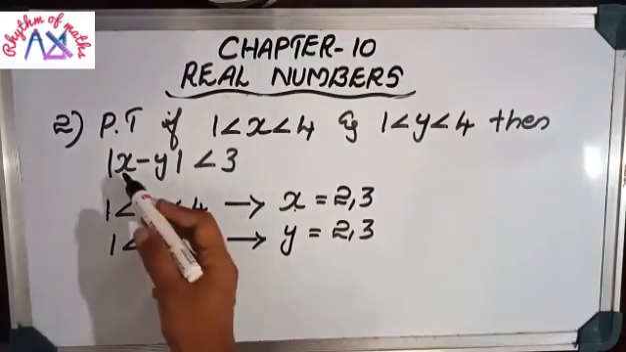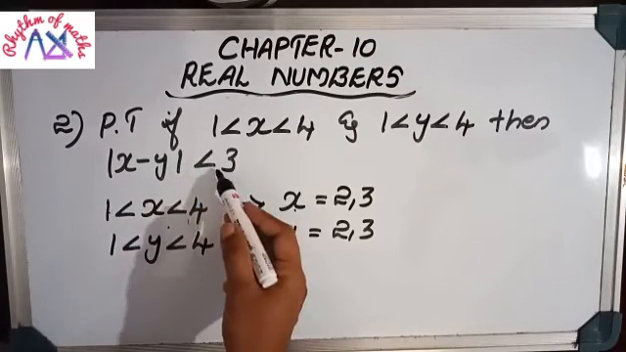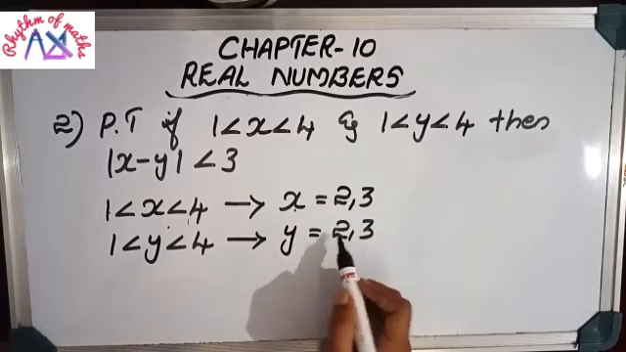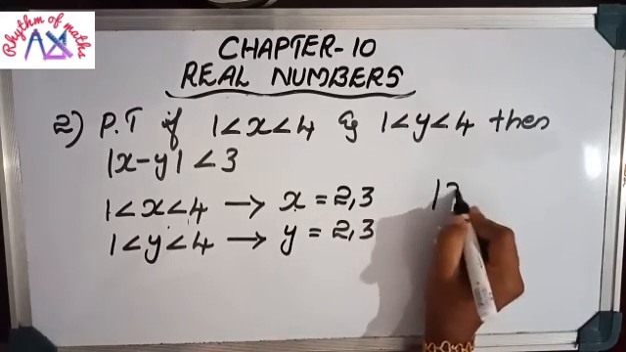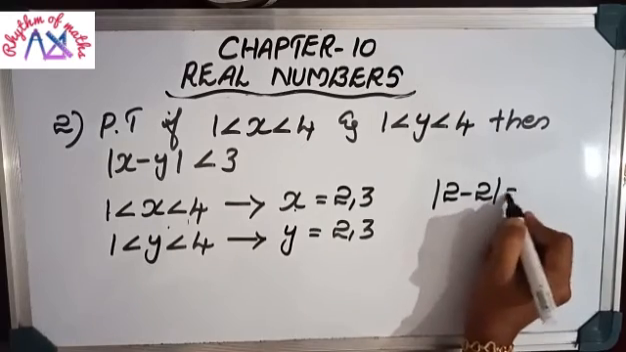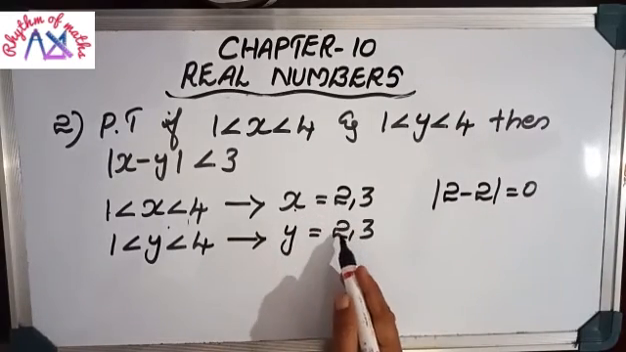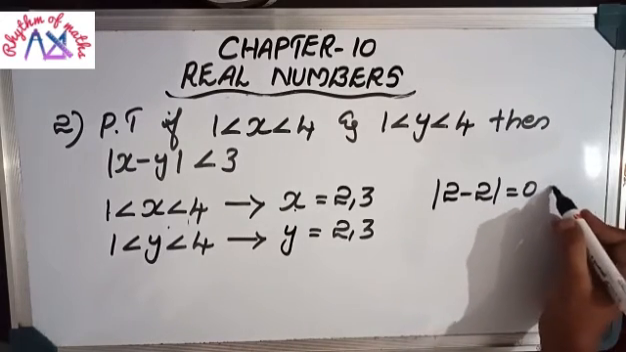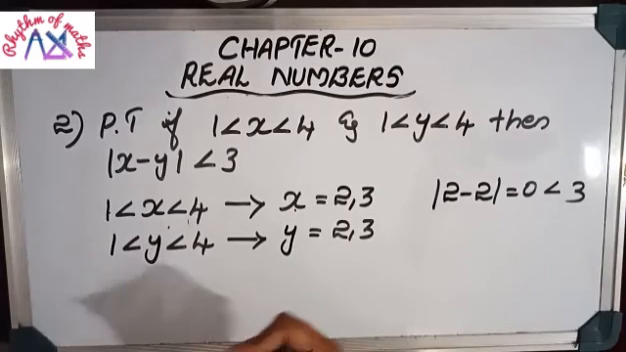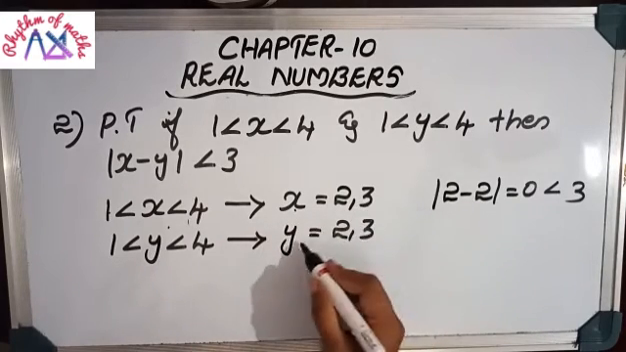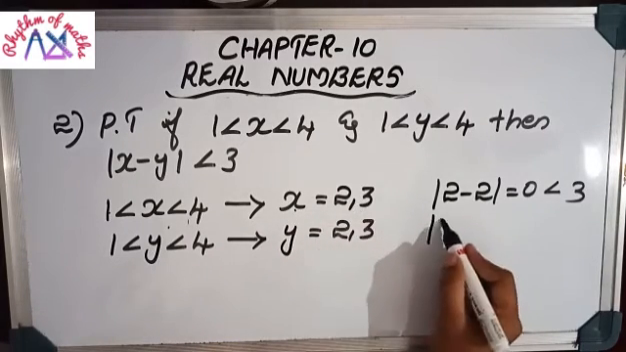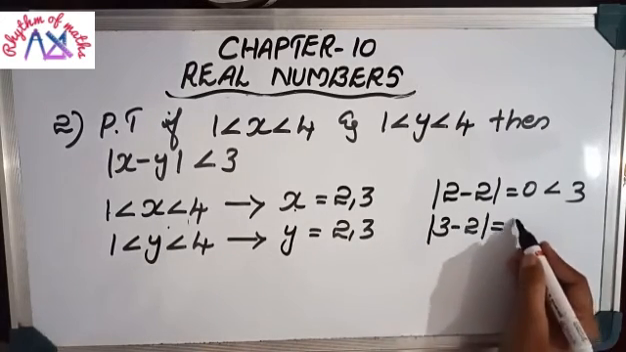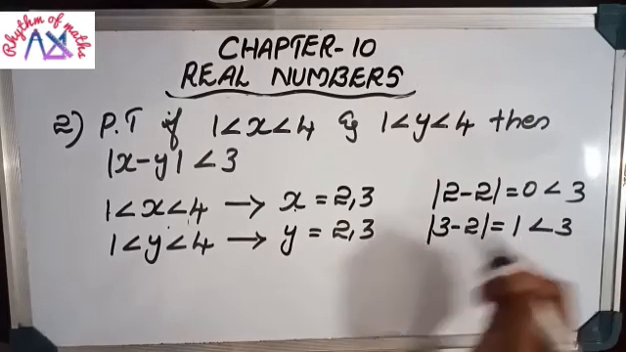Now we have to prove that the distance between this x and y is always less than 3. So if we are choosing x as 2 and y as 2, the distance 2 minus 2, what will be the answer? 0. If x is 2, y is 2, in that case answer will be what? 0. 0 is always what? Less than 3. Suppose we are taking x as 3 and y as 2. So distance will be what? Modulus of 3 minus 2 is what? 3 minus 2, 1, that is 1. 1 is also what? Less than 3.